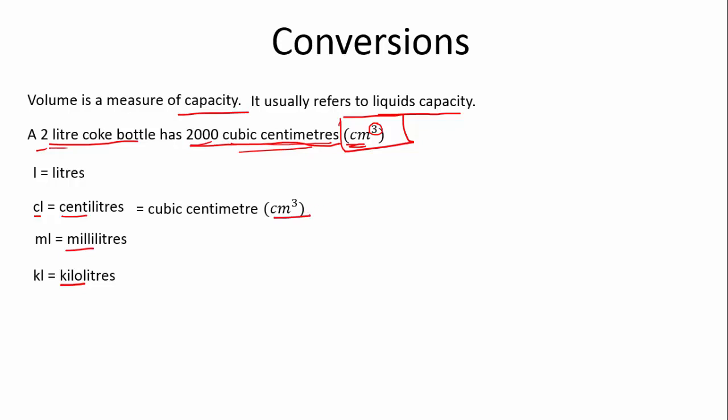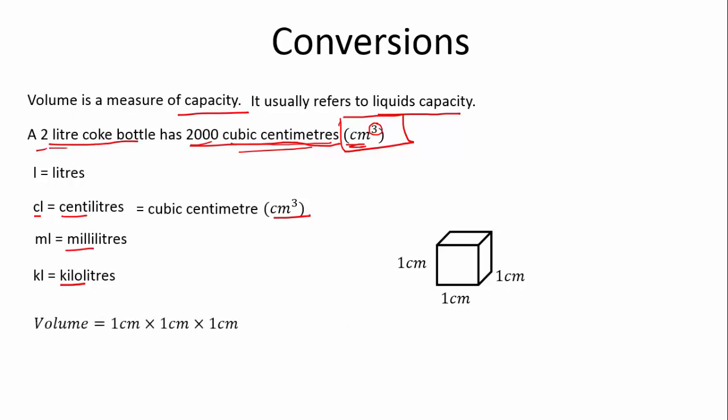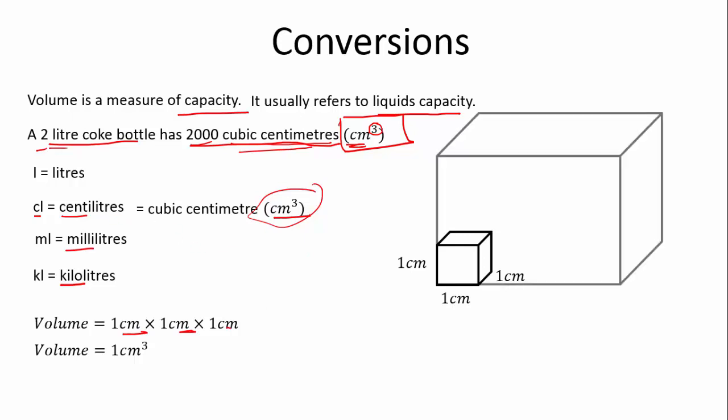That's what you've just done. So what do I mean by cubic centimeters? Let's take a cube that is 1 centimeter width, 1 centimeter height, and 1 centimeter depth. So the volume of this cube is 1 centimeter times 1 centimeter times 1 centimeter. So there's 3 1 centimeters. What does that make? That makes our centimeter cubed. So the volume of this cube here is 1 centimeter cubed. This is a milliliter, right?